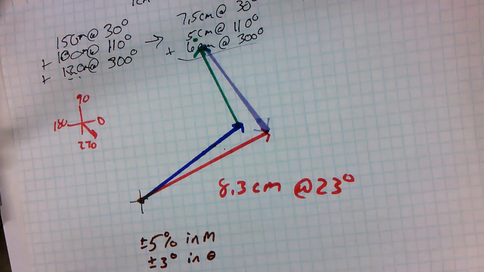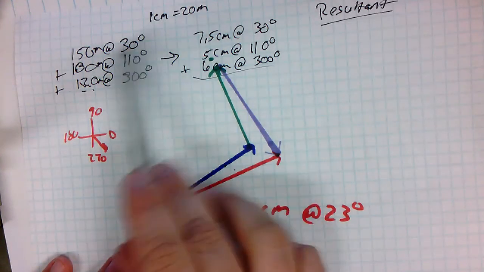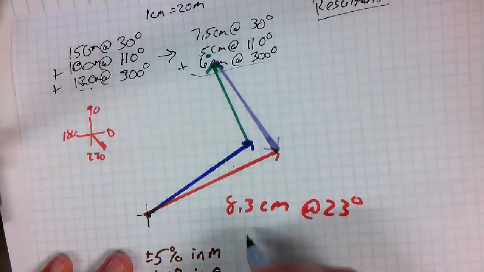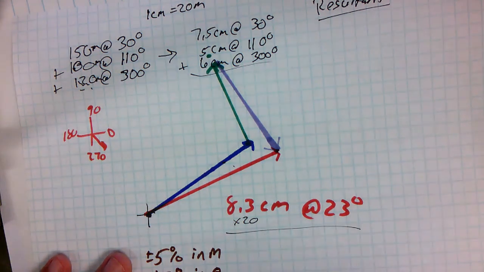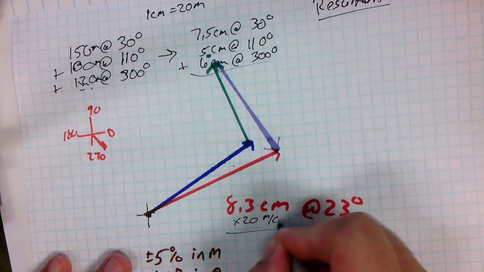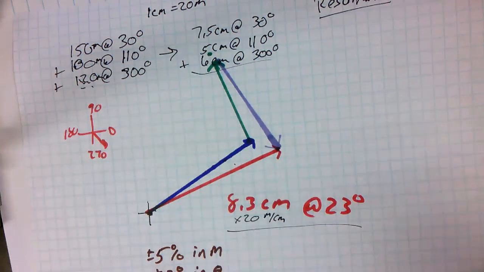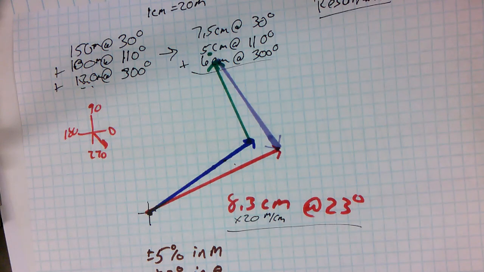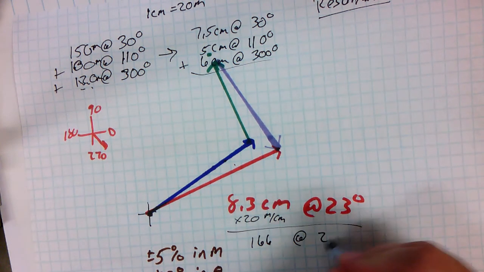We aren't done though. And I think that's a very important part of this. A lot of students finish right here. We need to scale this back out. If you remember, we had said that we divided this by 20. Well, to get our final answer, the actual final answer, we need to multiply this by 20 again, 20 meters per centimeter. That was our conversion factor up here. And so when we do that, we take 20 times 8.3. We end up with 166 at 23 degrees.